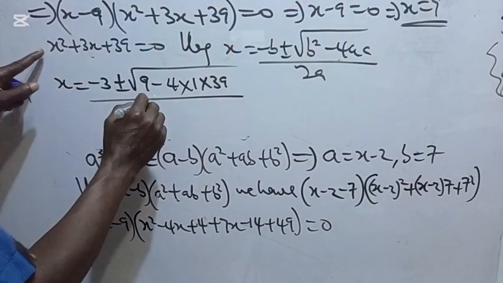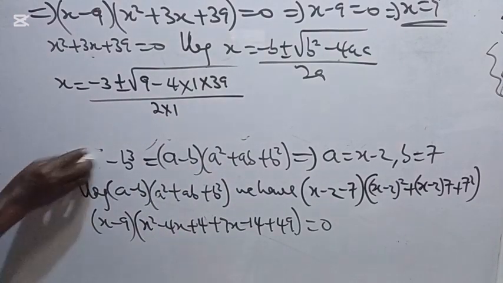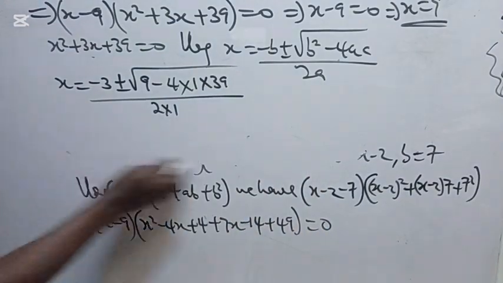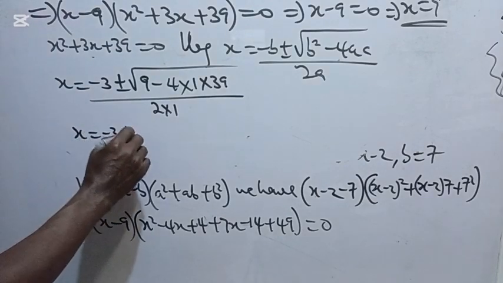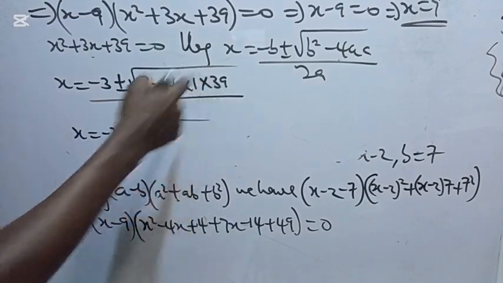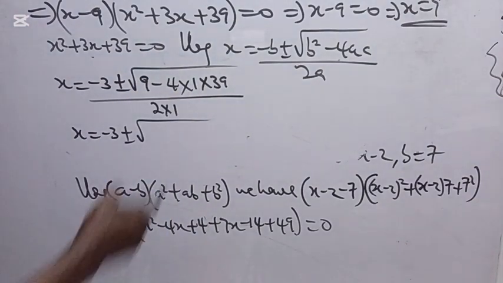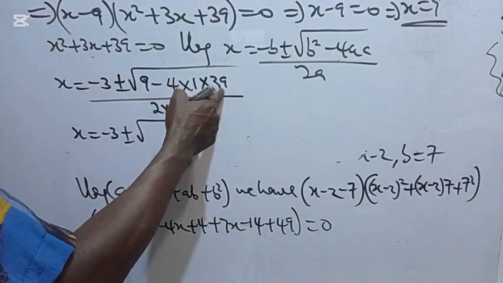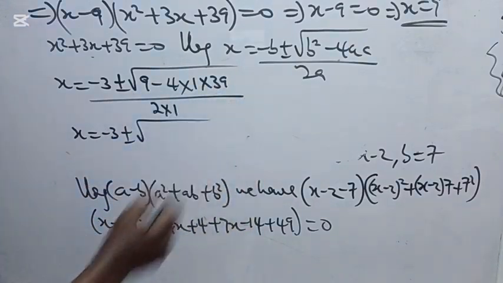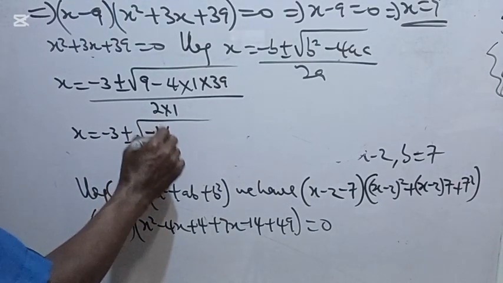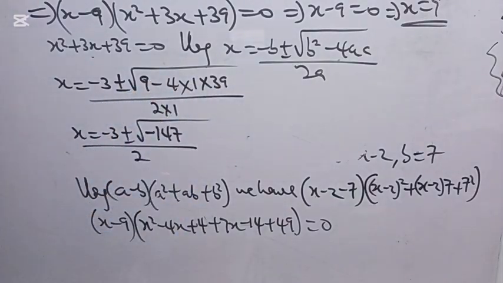Over 2 times 1. 2 times 1. So this will give us, I hope we are following. Okay. This will give us what? x equals minus 3 plus or minus square root of 4 times 39. That's 156. Yes, 156. So 9 minus 156, that is what? Minus 147. So minus 147 all over 2. You can check. Yes. Okay.